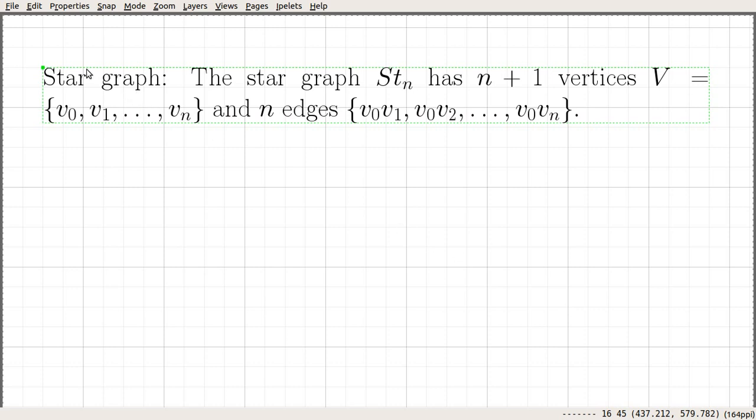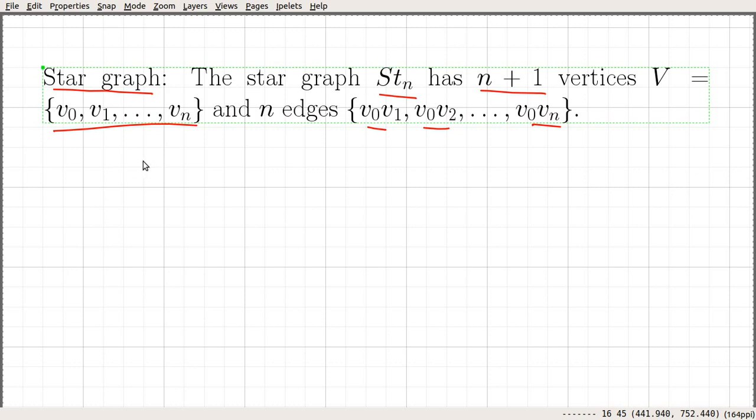So another important family of graphs is what is called a star graph. A star graph, denoted by St sub n, has n plus 1 vertices, V equal to v0 up to vn, and n edges, and here the edges are defined like v0 v1, v0 v2, v0 v3. It is somewhat similar to the wheel graph. Okay, the thing is that we don't have that outer cycle.